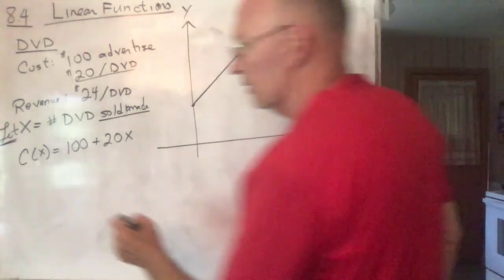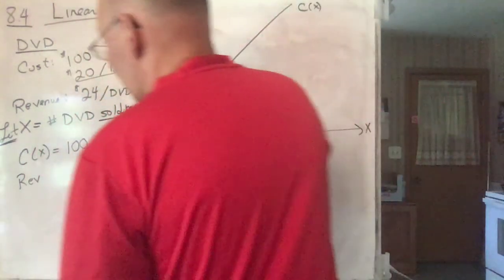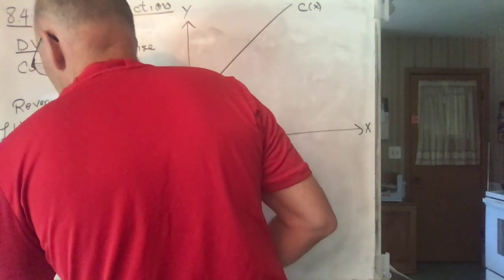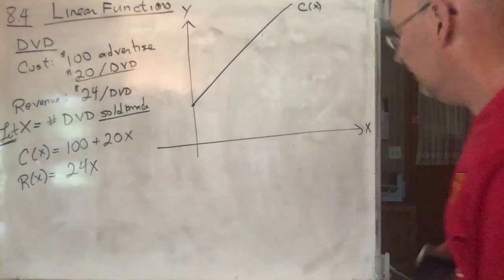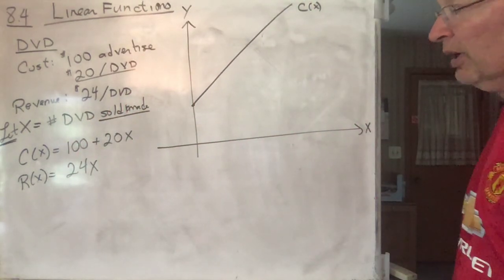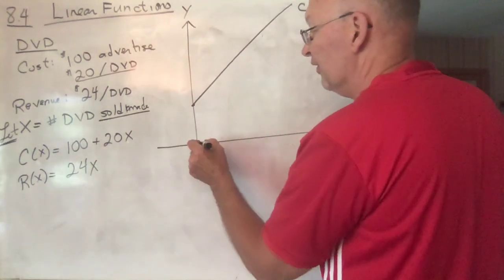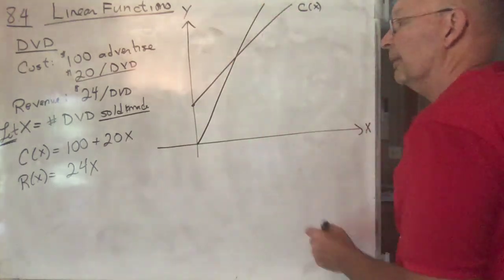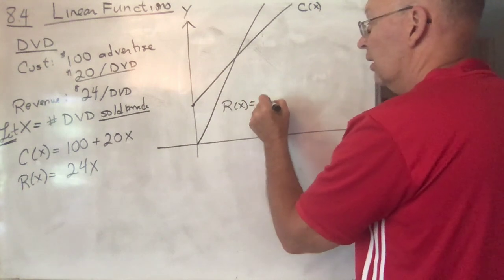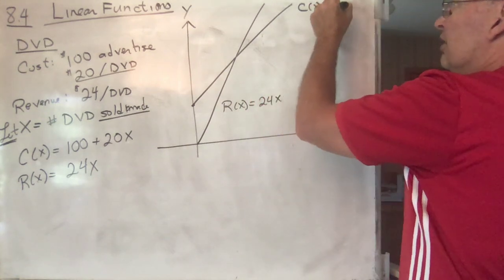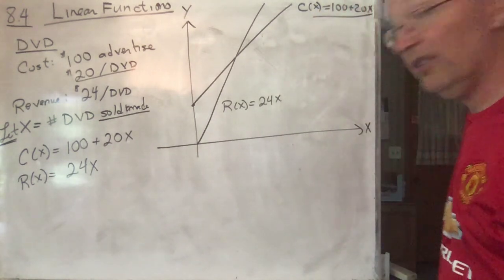Now, what's the revenue? Let's use R for revenue. The revenue is just going to be $24 times the number that you make and sell, right? 24x. What kind of a line is that going to be? That's a line going through the origin. It's going to have a steeper slope than this one, though. It's going to look something like that. So there's your revenue. And here's your cost. 100 plus 20x. Can you see that?